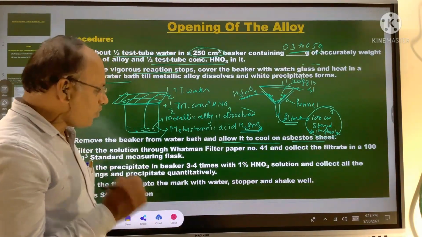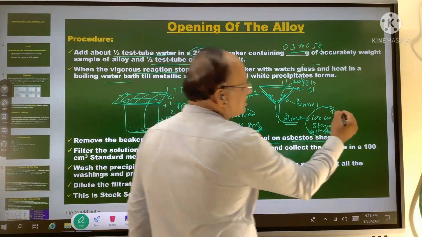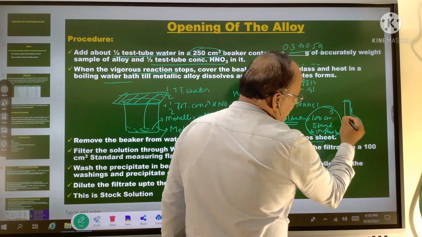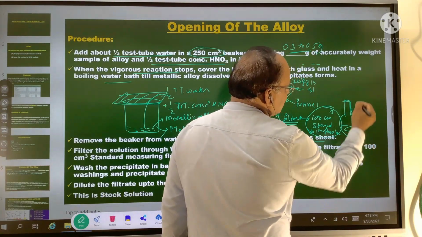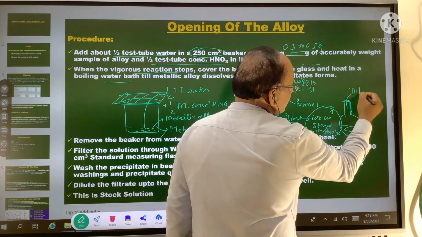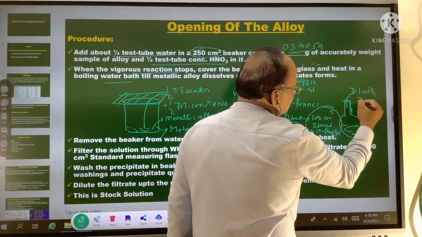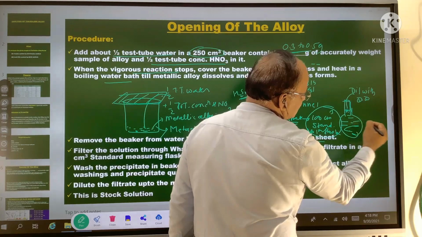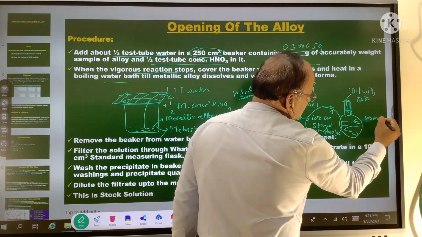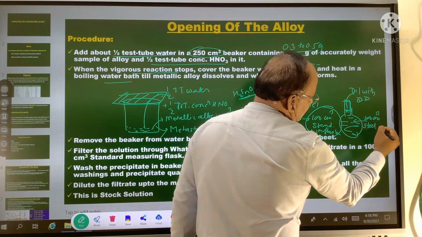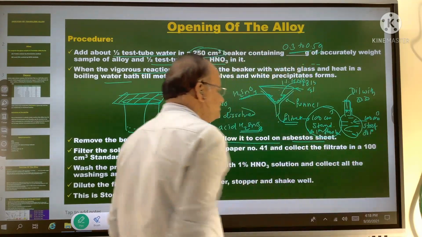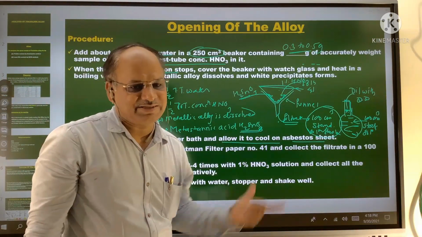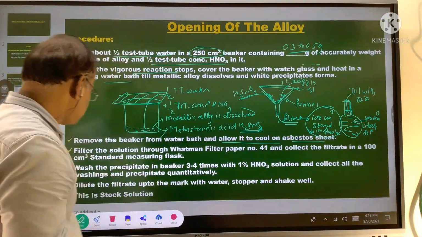Then that washing and the filtrate, here you see washing and the filtrate present in that volumetric flask, dilute with distilled water up to the mark, and that becomes a 100 ml stock solution. Okay, then that stock solution is utilized for the estimation of the lead.